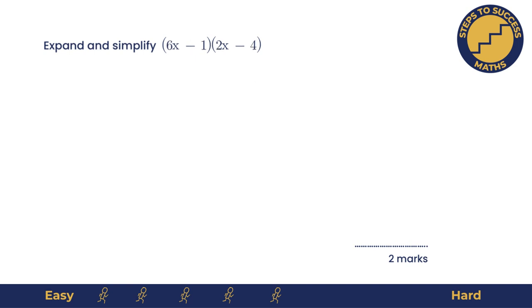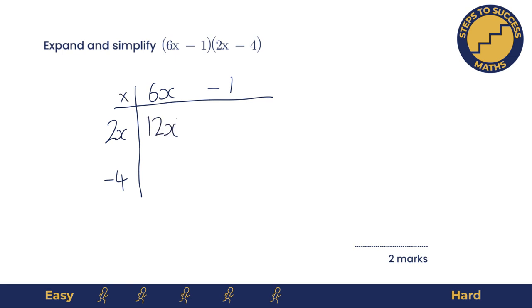Expand and simplify. 6x minus 1 times 2x minus 4. Draw out your grid. 6x minus 1, 2x minus 4. 2x times 6x is 12x squared. 2x times negative 1 is negative 2x. Negative 4 times 6x, so that's negative 24x. And negative 4 times negative 1, that's 4.